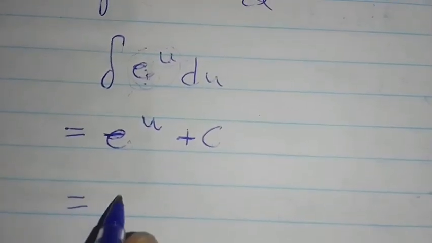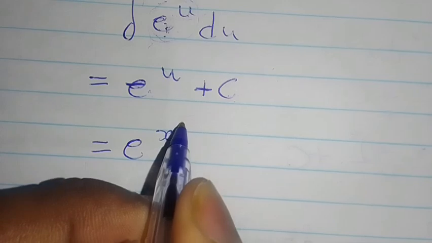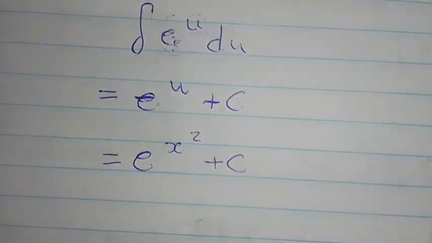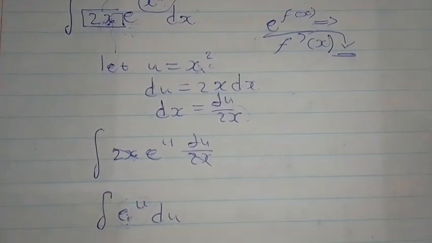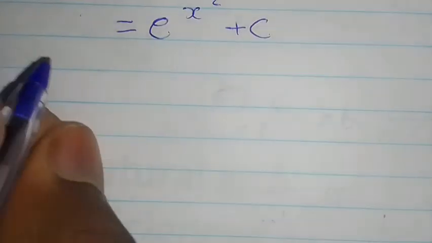Now, what's u? u is equal to x squared. We just basically discussed that. So it's going to be e to the x squared plus a constant. So that's basically how you can evaluate integrals using substitution. Where do you do substitution? If you have composition of functions. Let me do the last one here.